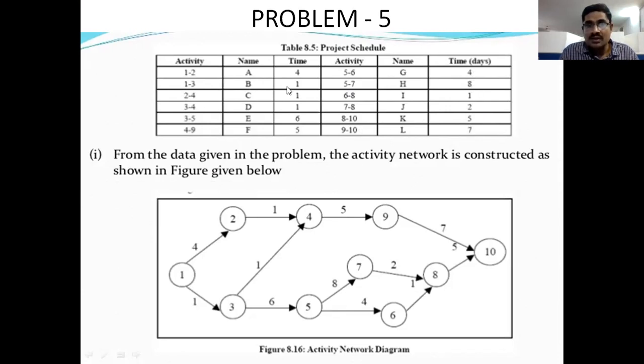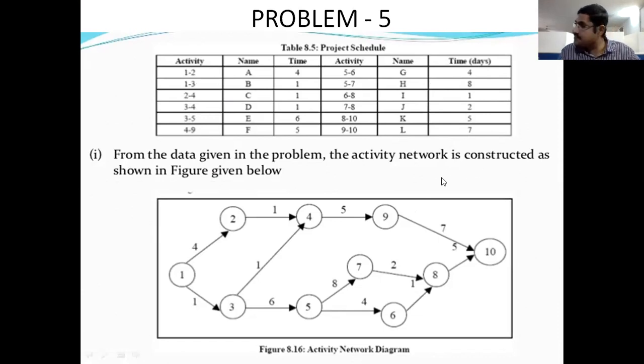So these are the timings. The timing may be in hours, or days, or weeks also. So these are the activities. For each and every activity, they give a time. So based upon these two, we can draw the network diagram and find out the critical path, right? Now, construction of the network diagram.